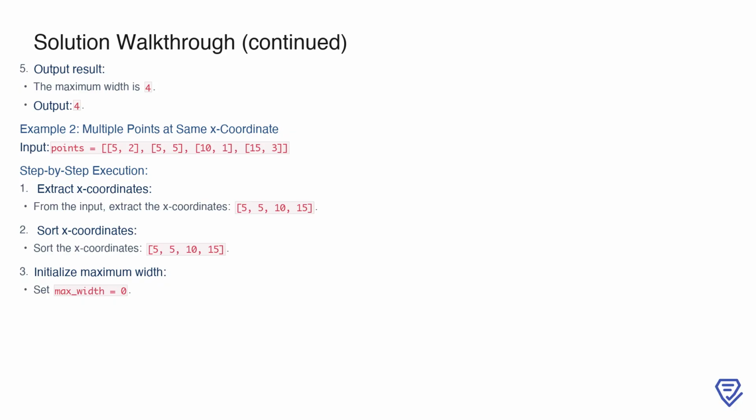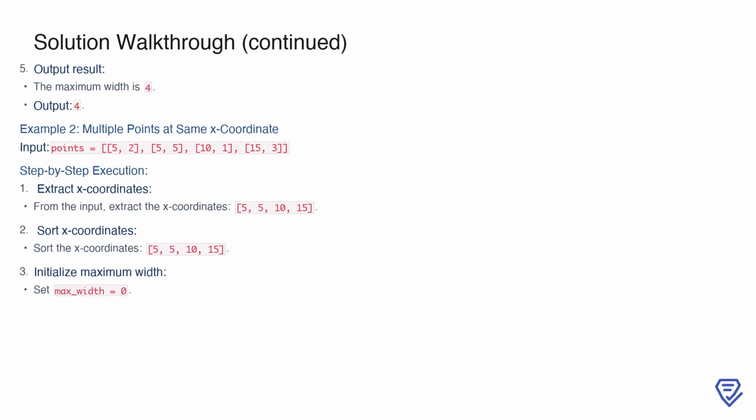Now let's look at a slightly different input, where some points have the same x-coordinate. Here, the points are (5, 2), (5, 5), (10, 1), (15, 3). Extracting the x-coordinates gives us 5, 5, 10, 15. After sorting, the x-coordinates remain 5, 5, 10, 15.